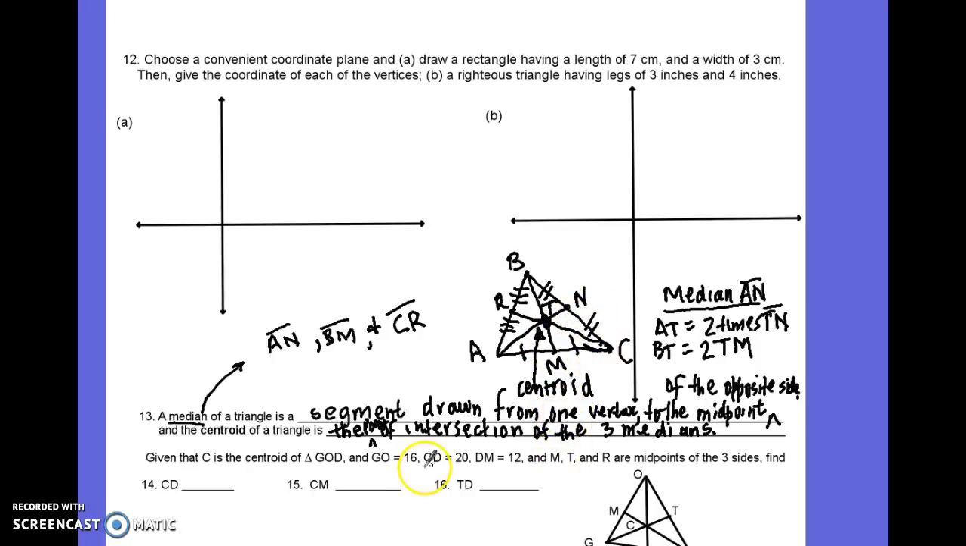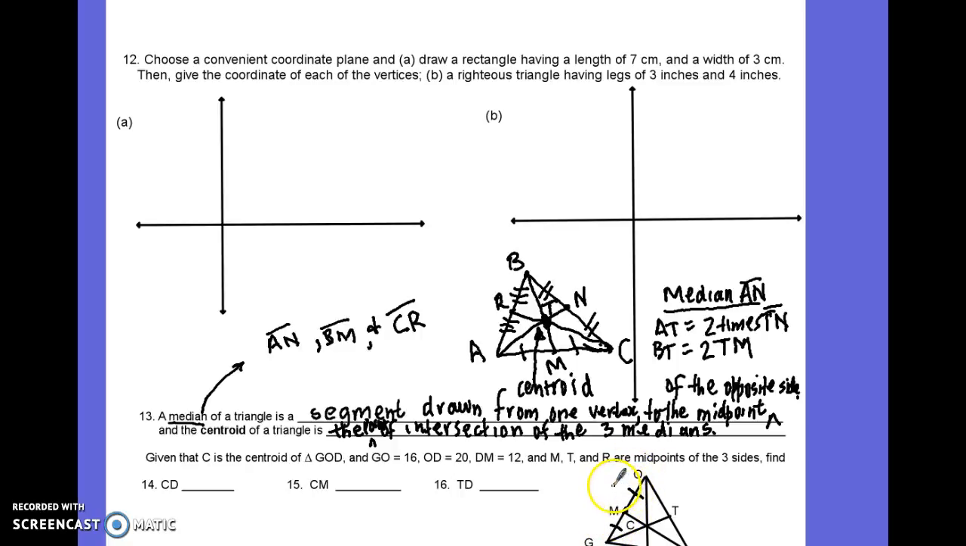All right, with that in mind, let's go ahead and take a look at number 14, 15, and 16. It says the following. Given that point C is the centroid of triangle GOD, which is the best triangle we could ever have, and GO is 16, so this whole thing is 16 from here to here. Well, that should tell us something. If this is 16, since M is a midpoint, then what would GM be?